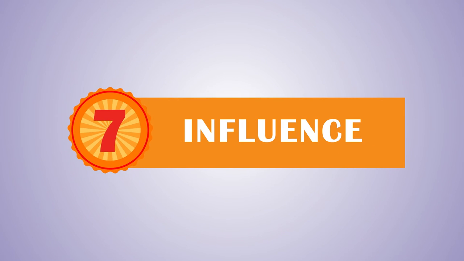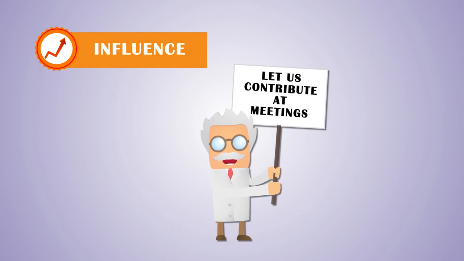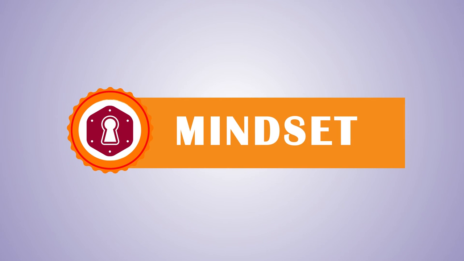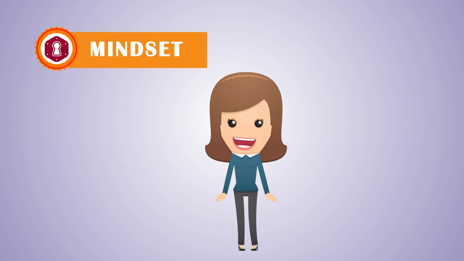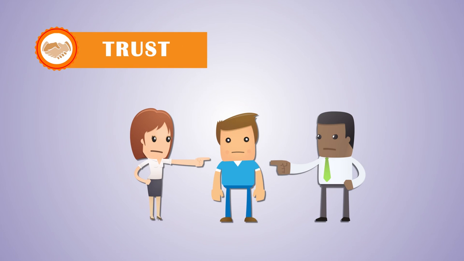Enabler 7, influence. Having influence in wider decision-making allows staff to have a say in the matters that directly affect them. Enabler 8, mindset. Being encouraged to believe in yourself and a positive state of mind leads to the right mindset, building both staff morale and resilience. Enabler 9, trust. Having the trust to take responsibility and the freedom to make decisions for yourself can be empowering.